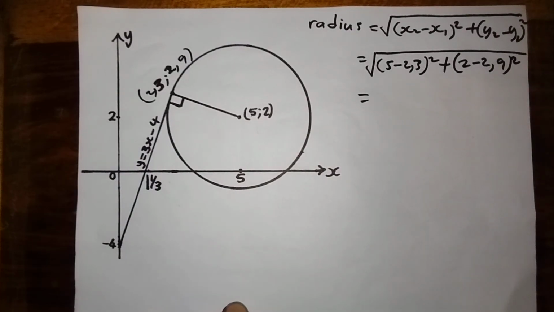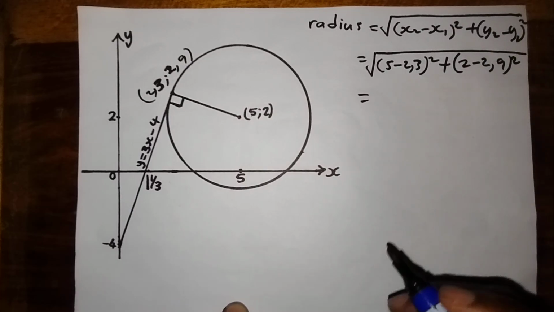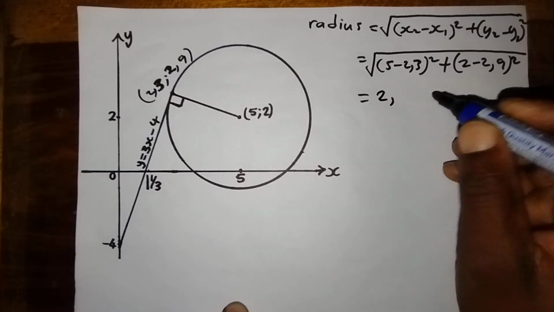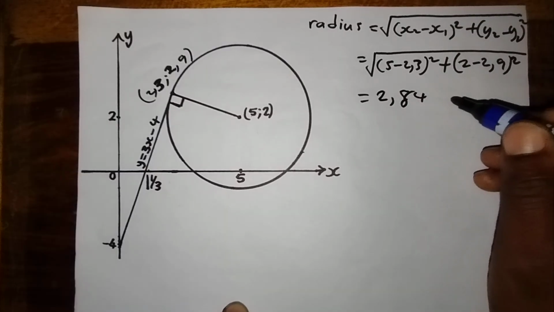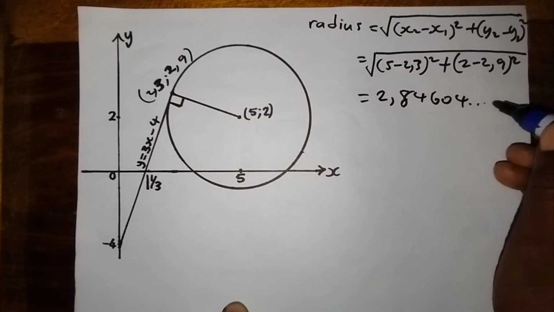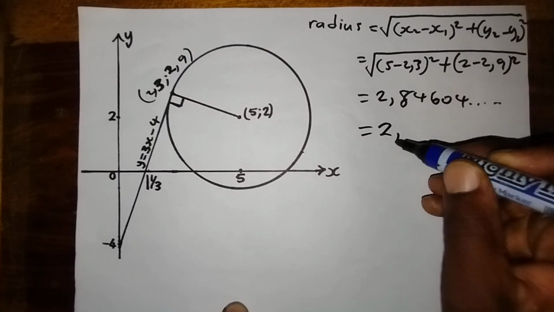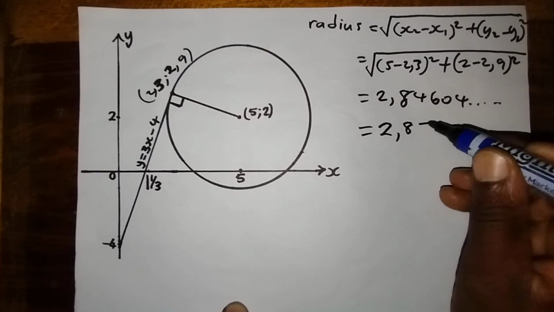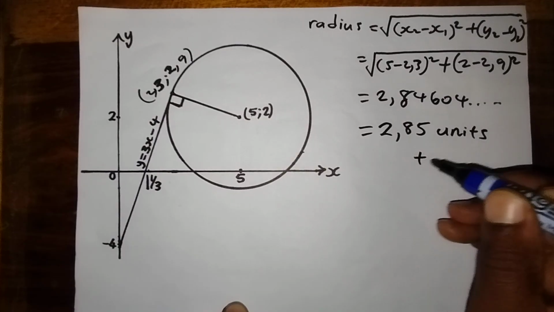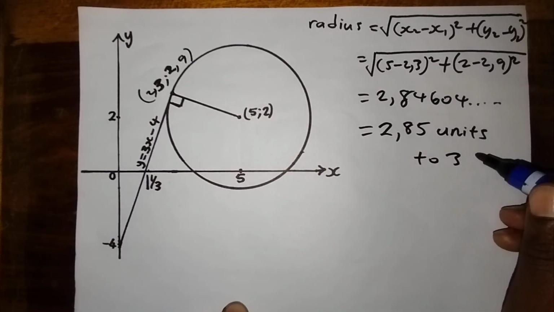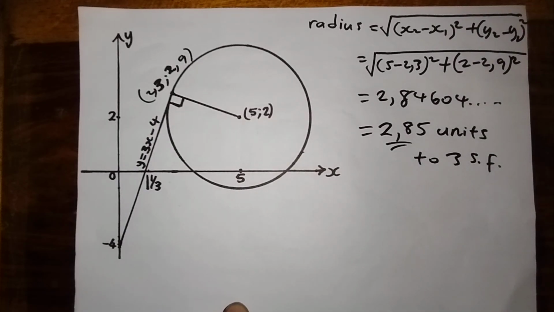If you work this out using a calculator, you will get a radius of 2.84604 and so on. So finally the length of the radius is 2.85 units to 3 significant figures. That's the length of the radius.